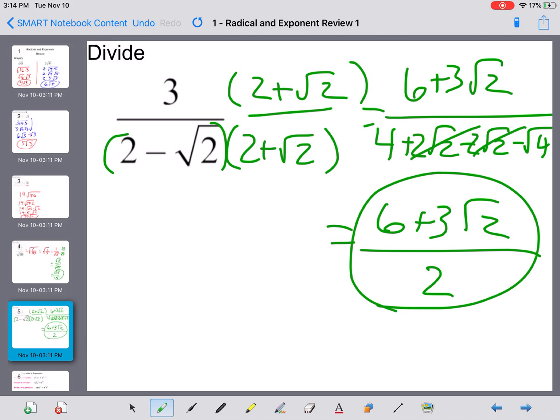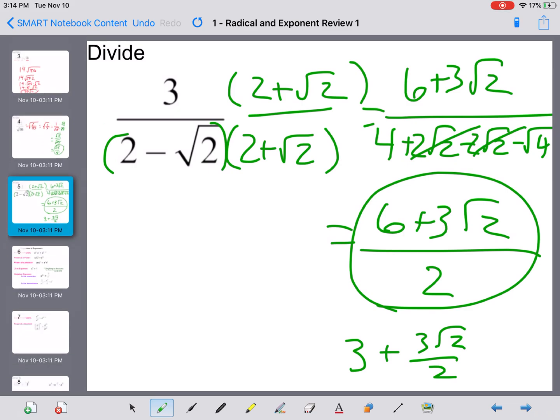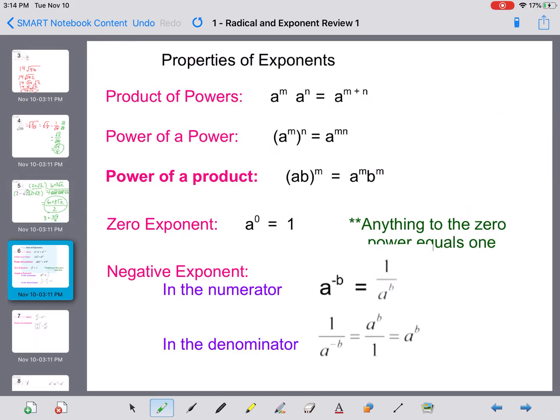If you wanted to break this up into 2 different numbers, you could say 6 over 2, which is 3, plus 3 root 2 over 2. Either one of those is acceptable. The circled one is usually the more commonly written one just because it is a little bit easier and quicker to write. So our properties of exponents, you need to make sure that you understand these.